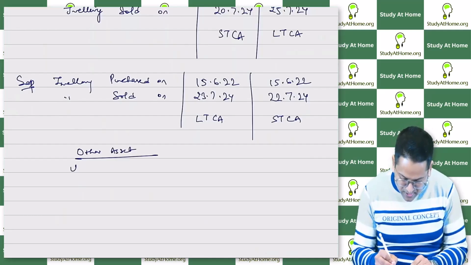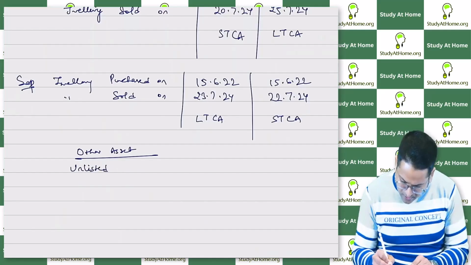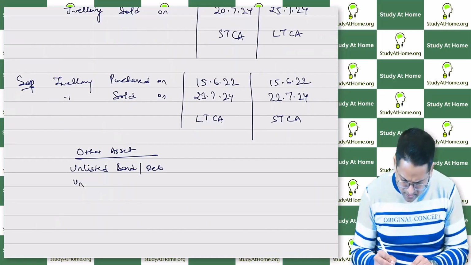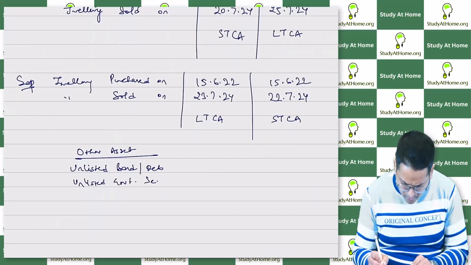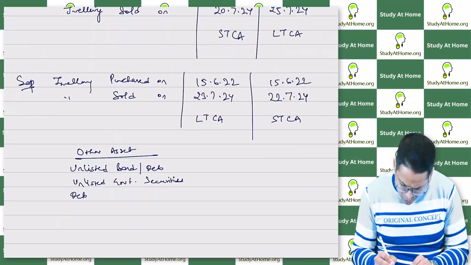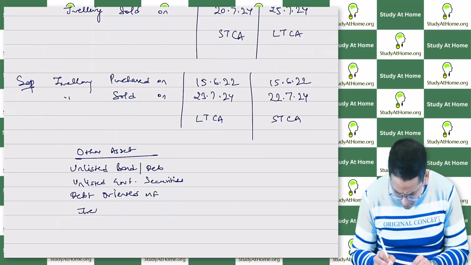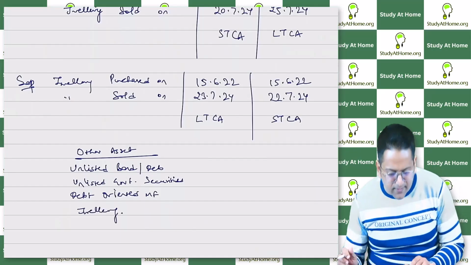Under the category of other assets, first is unlisted bonds and debentures. Okay? Unlisted government securities. Okay? Debt-oriented mutual funds. Jewelry. This all will come in it.